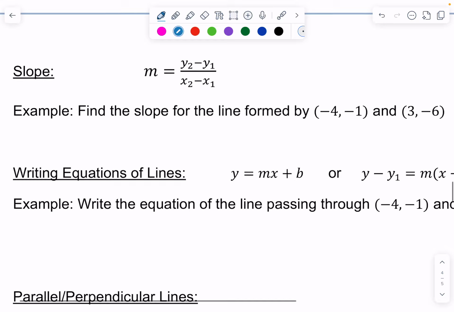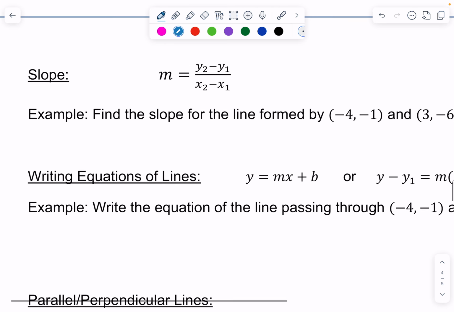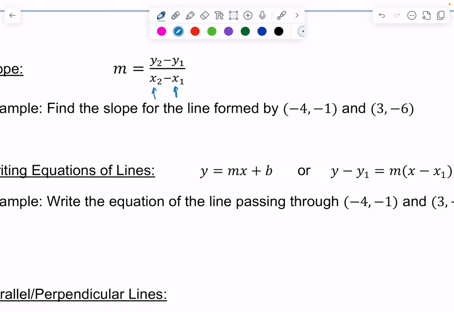Next thing, slope of a line. If we're looking for the slope of the line formed by 2 points, remember m is equal to y2 minus y1 over x2 minus x1. The thing you want to watch for here is that all my second points are lined up, x2, y2, and all of my first points, y1, x1, are lined up. So I like to label them. This is my x1, this is my y1, this is my x2, this is my y2. You can do it in the other order, and you'll get the exact same answer.